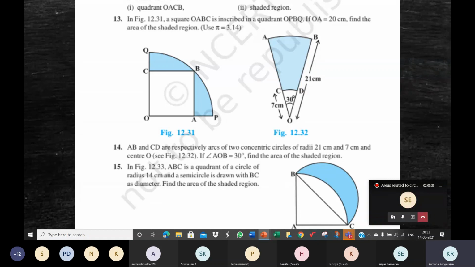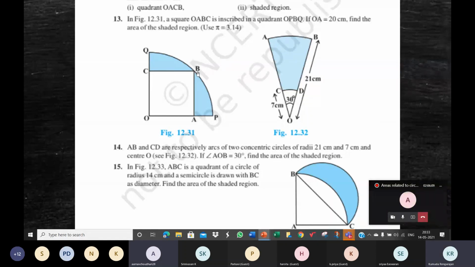What's the value of the radius? There is a circular region there. What do you call the circular region? This circular region OQP is what? Is a quadrant, ma'am. How do you know it's a quadrant? Because 90 degrees, ma'am.